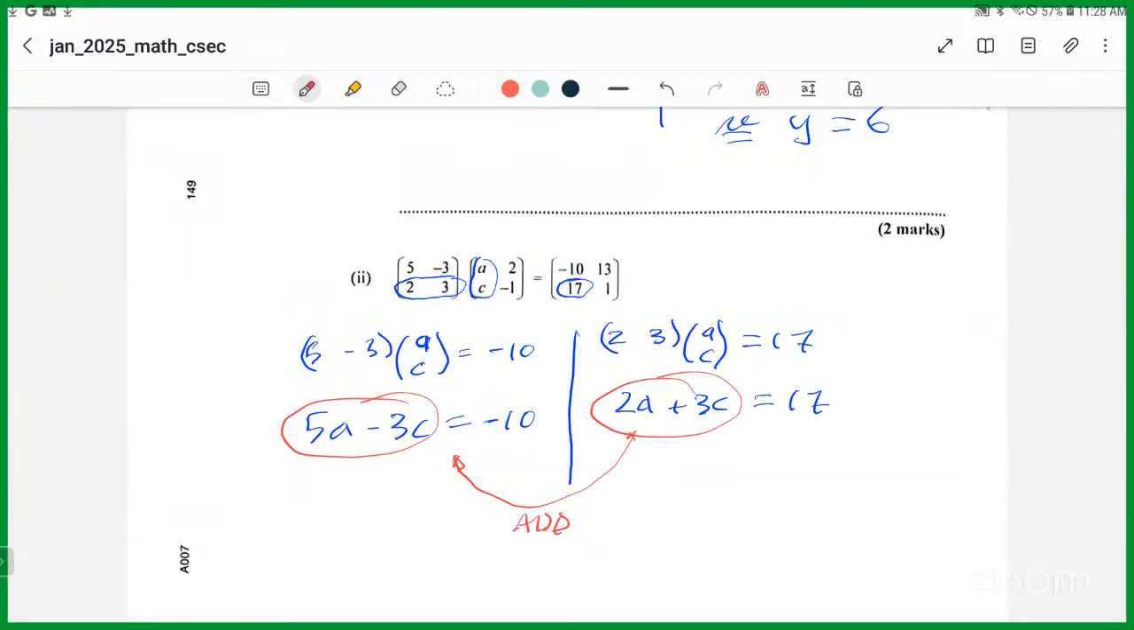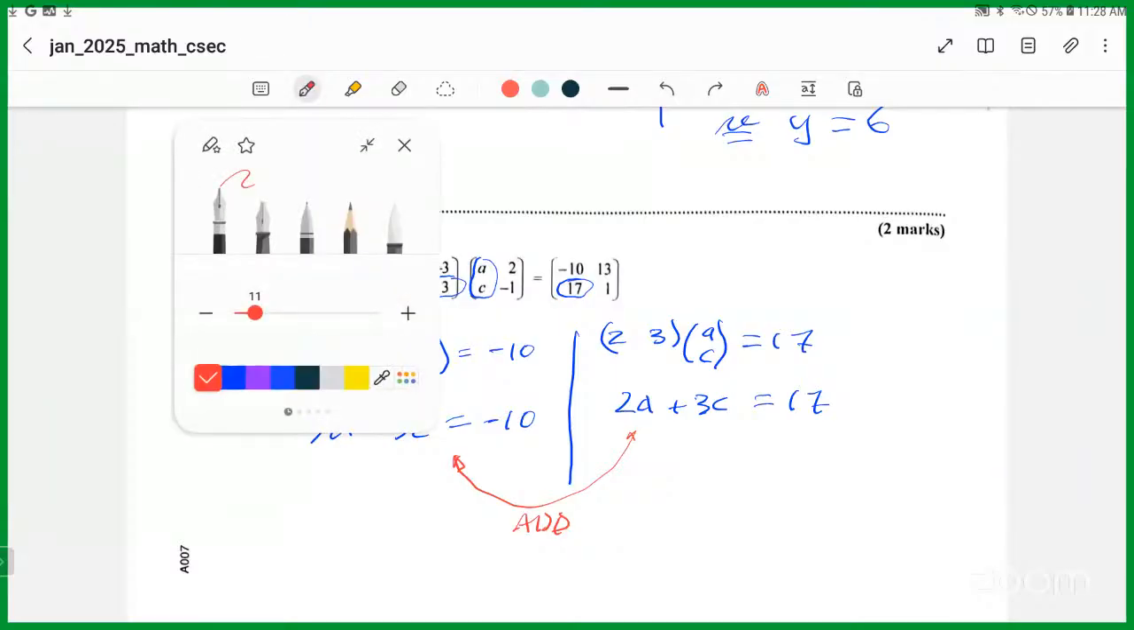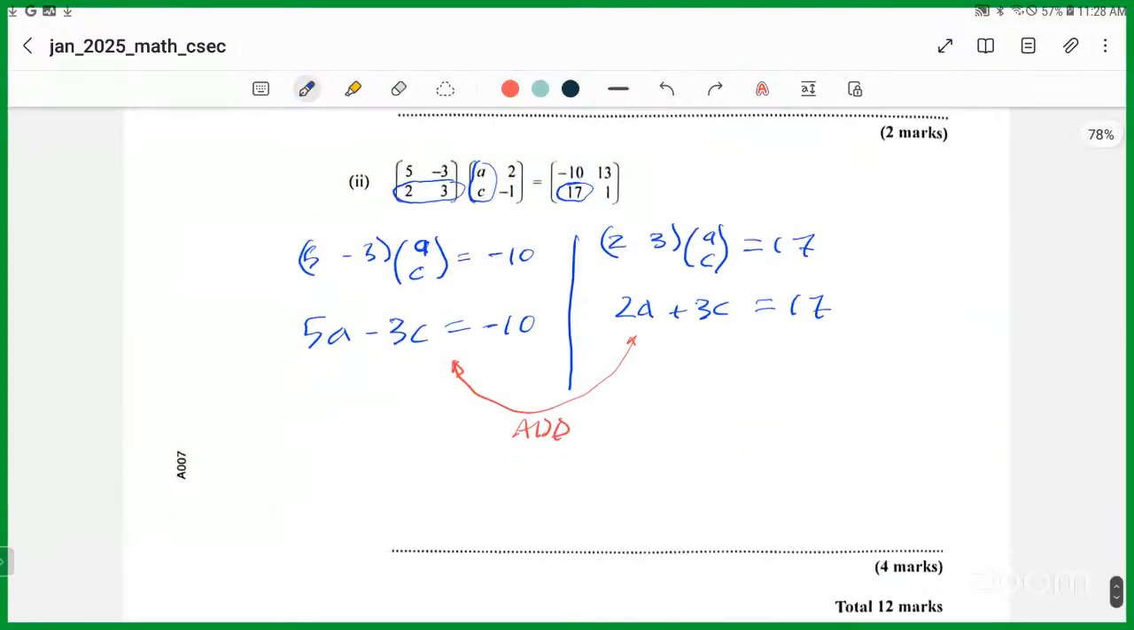That's going to give us 7A, because the 3C and the minus 3C cancel each other. So getting 7A equals, add up the right side now, the negative 10 and the 17. If you add them, it's really 17 minus 10, that is 7. So if 7A equals 7, this means that A is equal to 1.